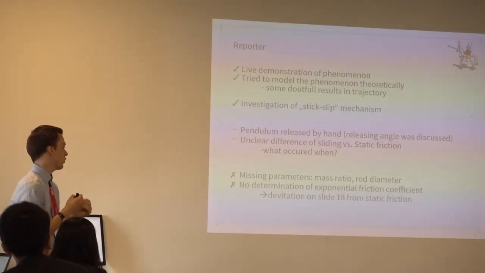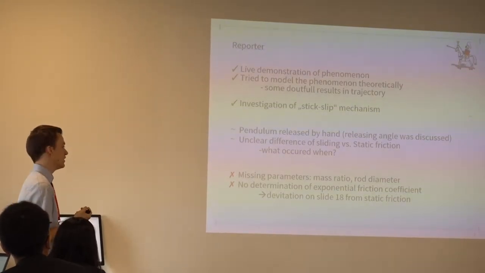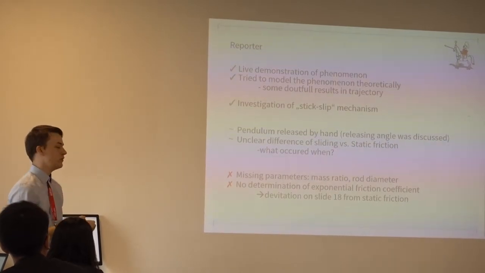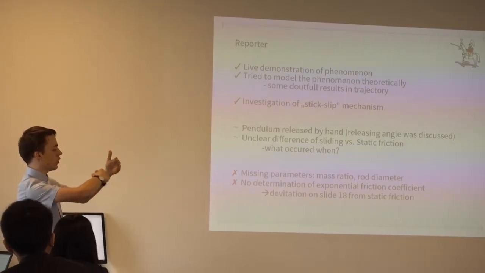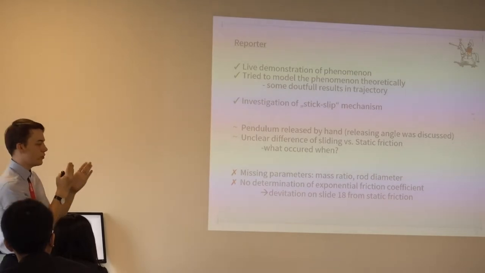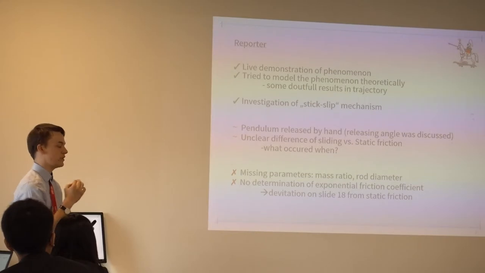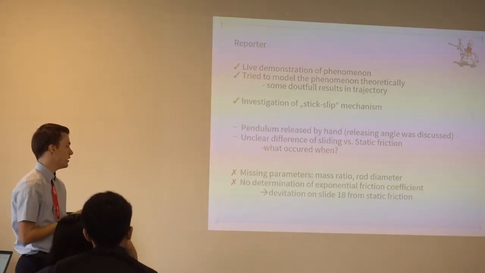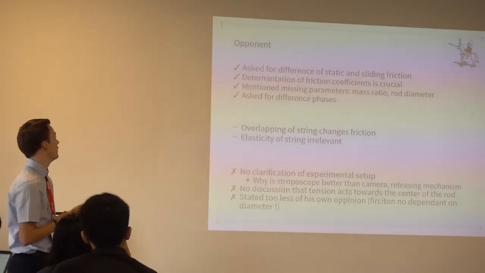Then there was also no good determination of the different friction coefficients, where he just stated that he wound the string around three times, then did the measurement five times. I definitely think that he should have wound it around different amounts, for example two times or five times, which would have been better to get a comparison for the friction coefficient, because I think that the friction is the most important parameter of this entire phenomenon. I also believe that the deviations on slide 18 are especially from the bad determination of the friction coefficients.